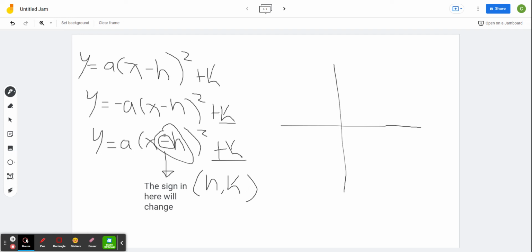But if this subtraction sign was positive, it would change this whole thing. It would turn h here into negative h, with a minus sign in front of it, and leaving k the same as this.